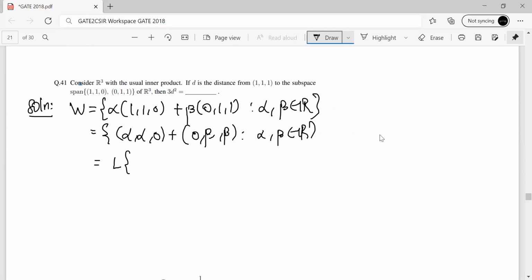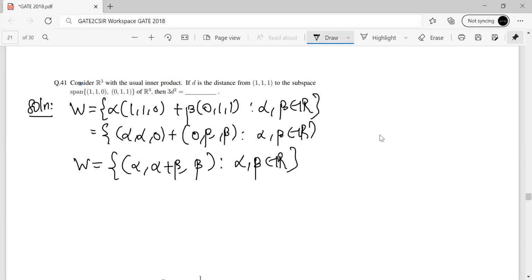That will be alpha, alpha, 0 plus 0, beta, beta. Rather, we write down the subspace only because we want the distance. So that will give me simply alpha, and this part will be alpha plus beta, and this will be simply beta, so that alpha and beta belong to the set of reals. So this is the subspace, and what they want is D, the distance from 1, 1, 1 to this subspace. Okay. So I'll take D; see, it is the usual inner product.